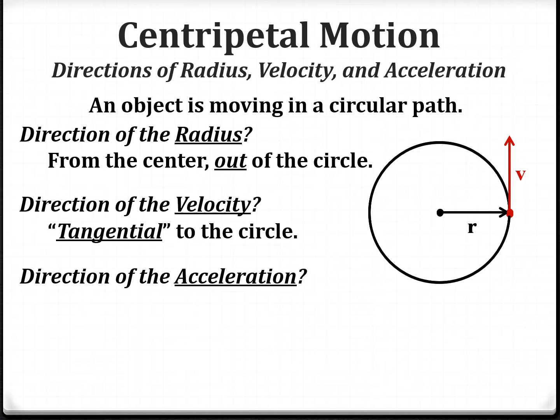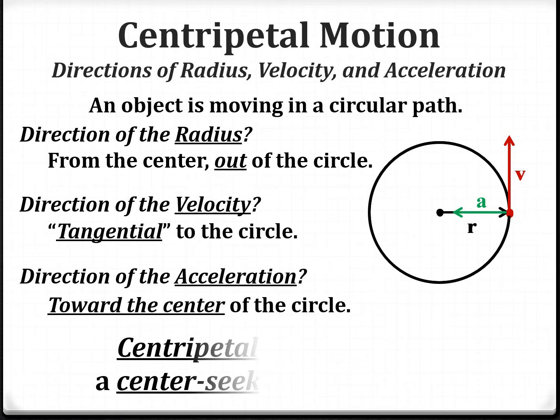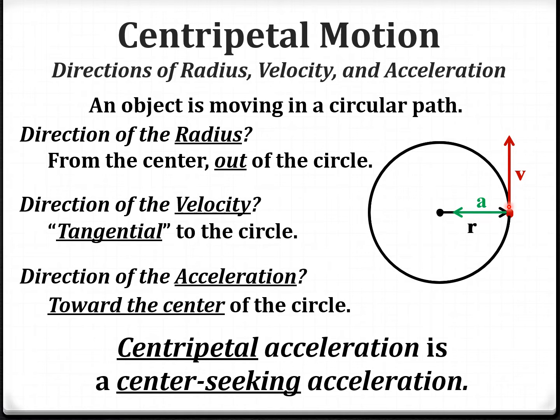Now, the acceleration is actually towards the center of the circle. The reason we know it's towards the center of the circle is because this velocity is moving up this direction, and in order to start turning to the left, the acceleration has to be to the left. So the acceleration and the velocity are always perpendicular to each other in circular motion.